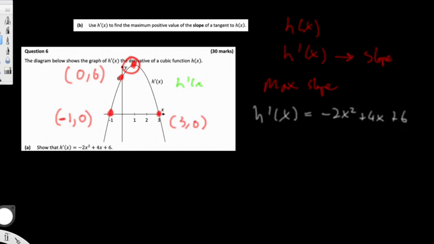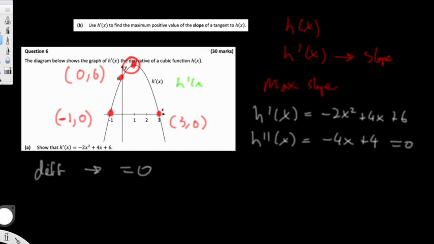So how do we do that? If we want to get the maximum of a function, we differentiate it and then set it equal to 0. Differentiating h prime of x will give us h double prime of x. That'll be minus 4x plus 4. And then we set that equal to 0. Then minus 4x is equal to minus 4, so x is equal to 1.